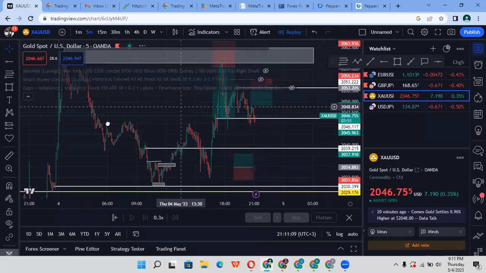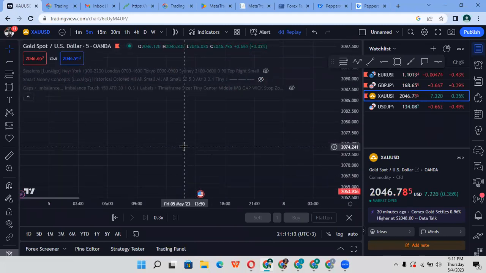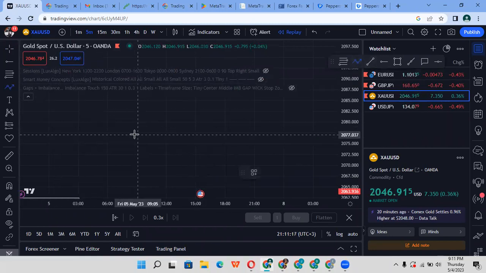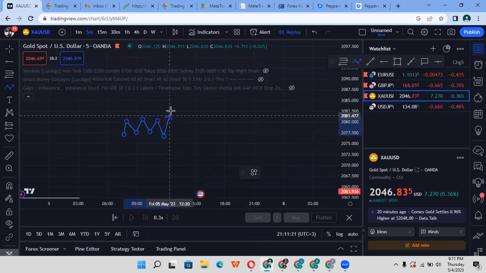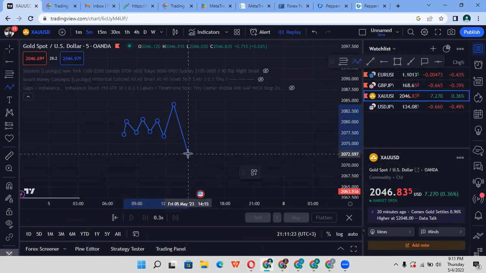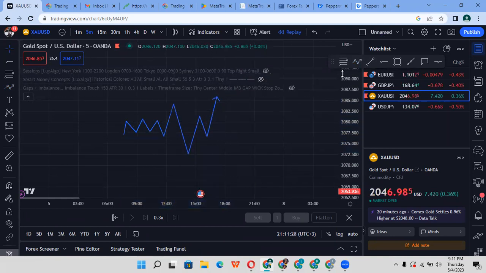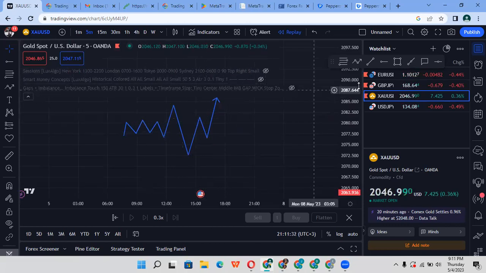So I usually use a concept here, which I'm just going to be very quickly explaining to you. I use a concept of supply and demand, right? And I usually use this strategy a lot: accumulation, manipulation, distribution, and then price gives you an entry. So what do I look for? Here I'm looking for a buy. I'm looking for price to go up.